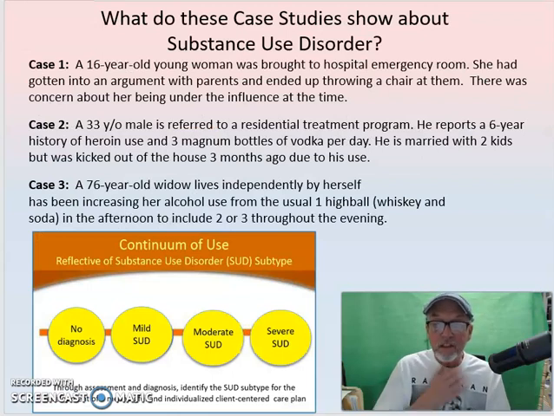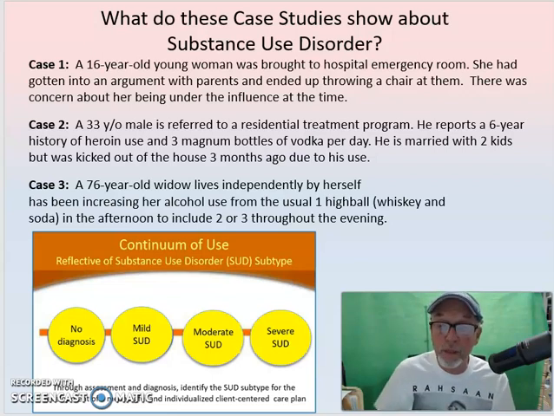So these case histories here show us something about substance use disorder. Case 1, a 16-year-old woman was brought to the hospital emergency room. She got into an argument with her parents and ended up throwing a chair at them. There was a concern about her being under the influence at the time.